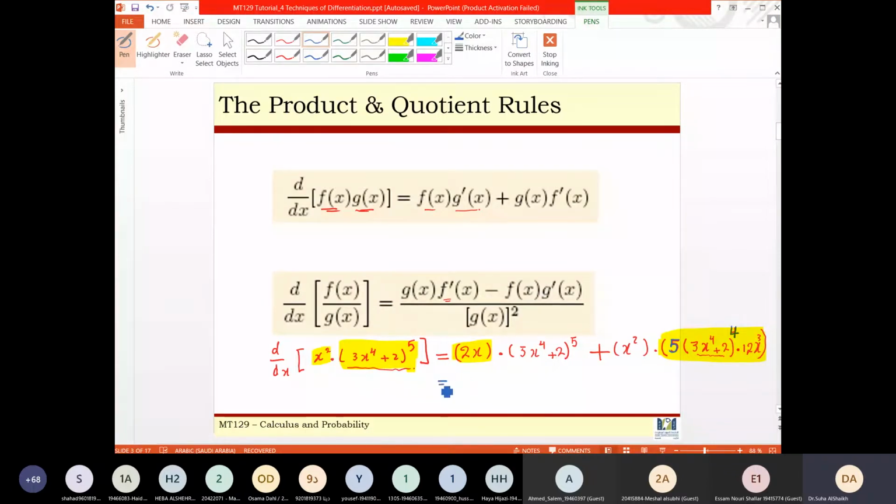We can simplify this a little bit. I can say this is 2x times (3x^4 plus 2) to the power 5, and this is x squared. I have 5 and I have 12, 5 times 12, this will be 60. And x^3 from here with the x squared will be x to the power 5, multiplied with (3x^4 plus 2) to the power 4. This is the simplest form.